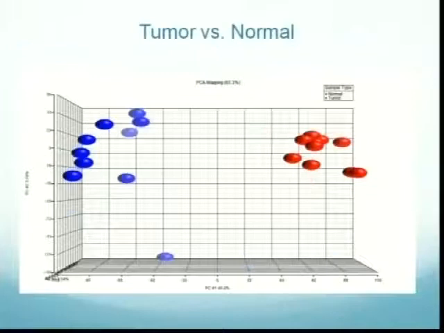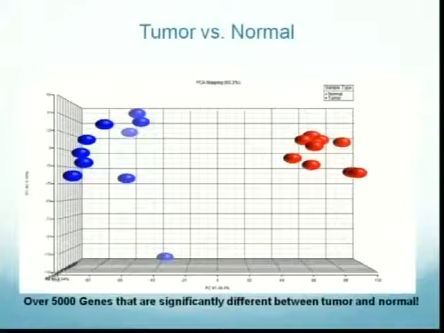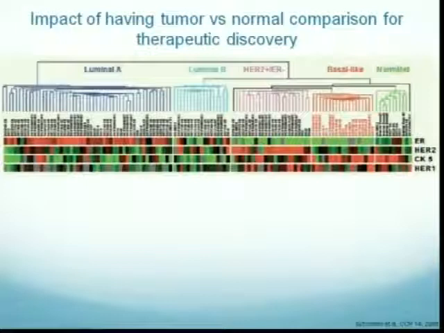Very powerful. When we look at the difference between tumor and normal, obviously now we have this vast difference in gene expression profile. Here we've got our normals, here we have our tumors, and as I mentioned before, there are over 5,000 genes that are significantly different between tumor and normal, so over a third of the expressed transcriptome in these cells. So one may say, well, Milan, we've had microarrays for 10 years. People have been doing microarrays on breast cancer for many, many years.